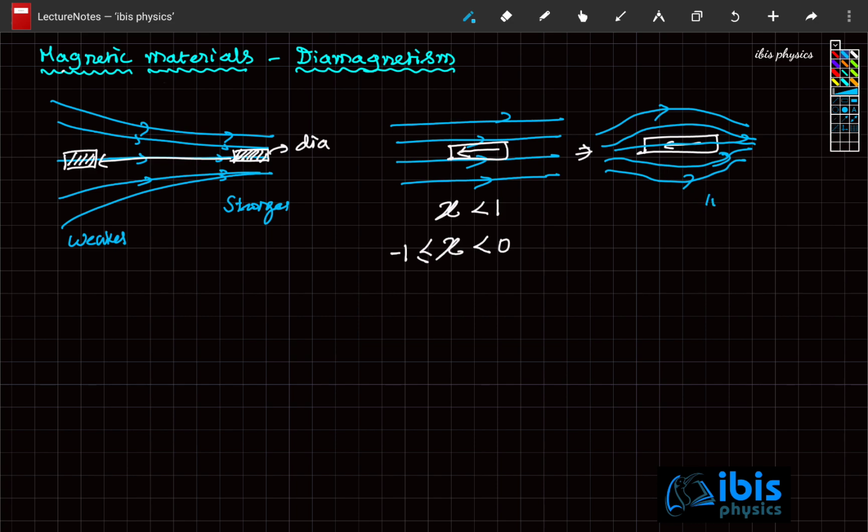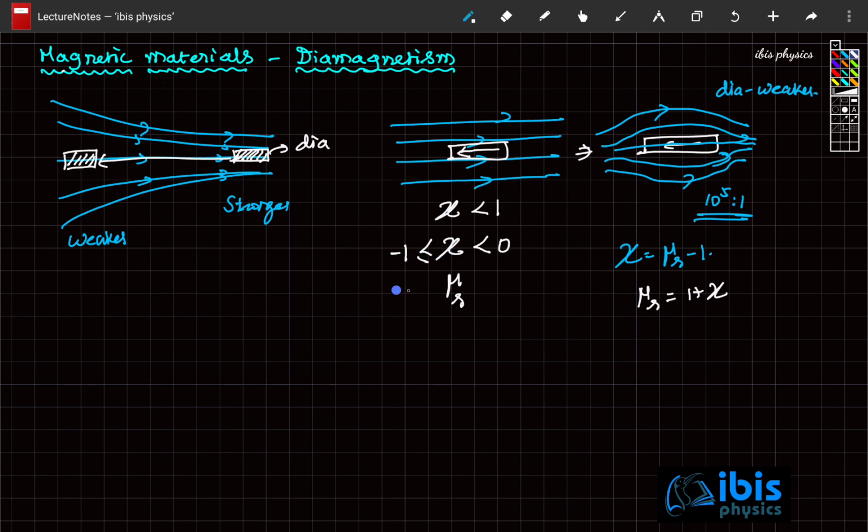Only a few lines. It is of the order of 10 power 5 to 1. For every 1 lakh lines of force, 1 or 2 lines of force will be excluded in a normal diamagnetic material, because most of the diamagnetic materials are weak diamagnetic materials. Because the chi value is between -1 and 0, we know that chi is equal to mu r minus 1, which means that mu r is equal to 1 plus chi.